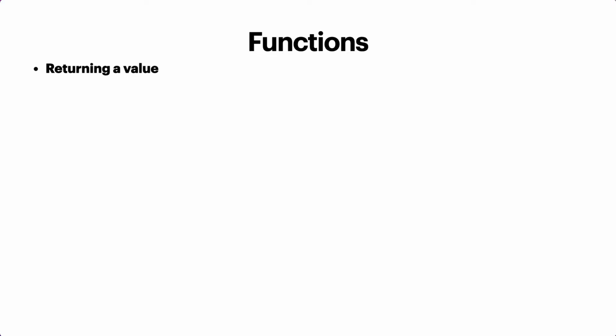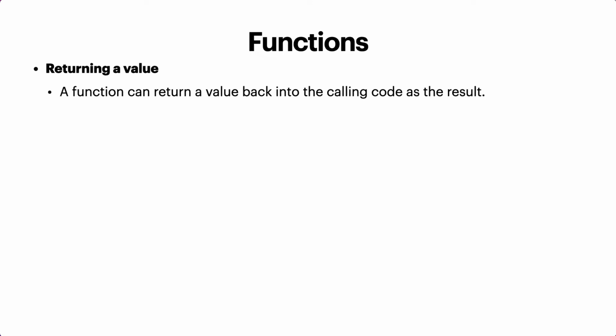Returning a value. A function is doing some certain calculation, and for example, we have a case where we want to pass some values to a function, and it does some certain operations on that value. Then we don't want the function to print the value inside that function, but we want that function to return that value to us, and we can assign that value to a variable or something like that. A function can return a value back into the calling code as a result.